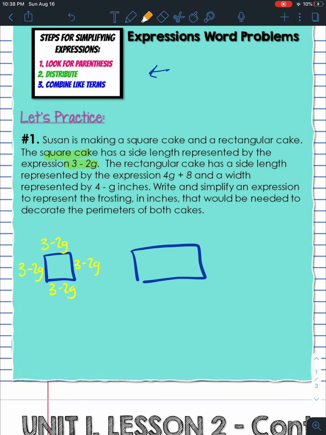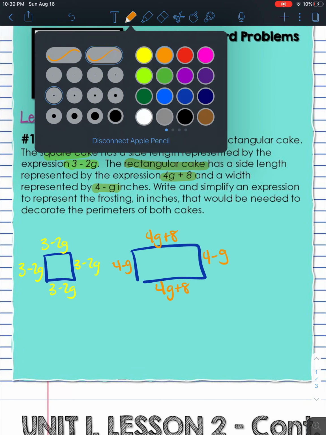All right, the rectangle cake has a side length represented by the expression 4g plus 8 and a width of 4 minus g. So I'm going to label those. I have a length of 4g plus 8. That means this is also 4g plus 8, right? And a width of 4 minus g. So that means this is also 4 minus g.